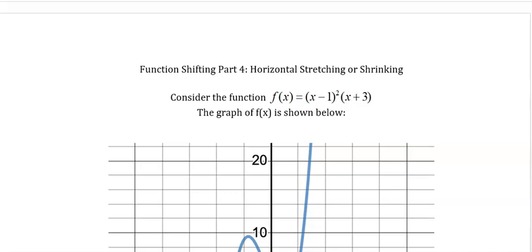Today we're going to talk about function shifting a little bit more. This is the fourth in a five-part series. We have looked at moving functions vertically, moving functions horizontally, side to side, and stretching vertically, shrinking vertically, and now we're going to look at horizontal stretches and shrinks.